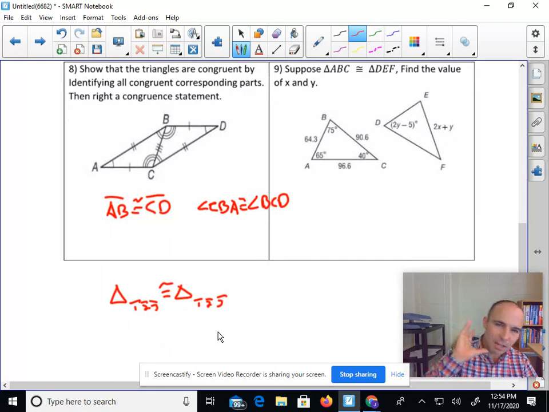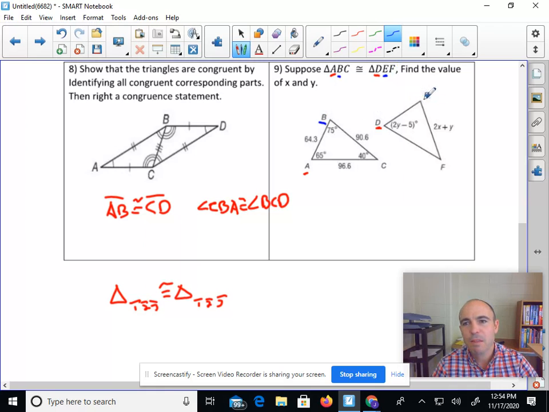Okay, number 9. Remember what I said. Geometry first, algebra second. Another thing that I said not too long ago, numbers are better than letters. Okay, so we know that A has to match up with D. We know that B has to match up with E. And we know that F has to match up with C. So if you know that, you know something very special about this angle and how it relates to this angle.